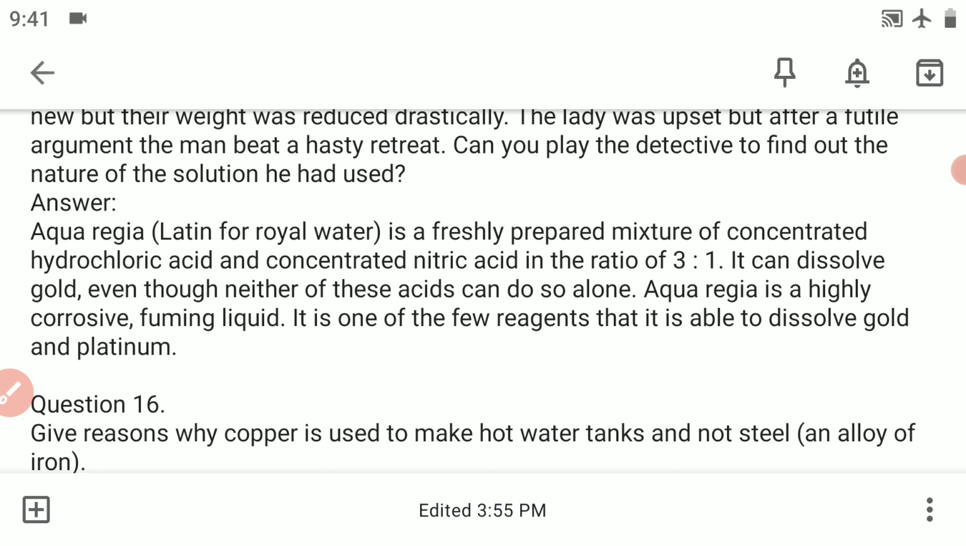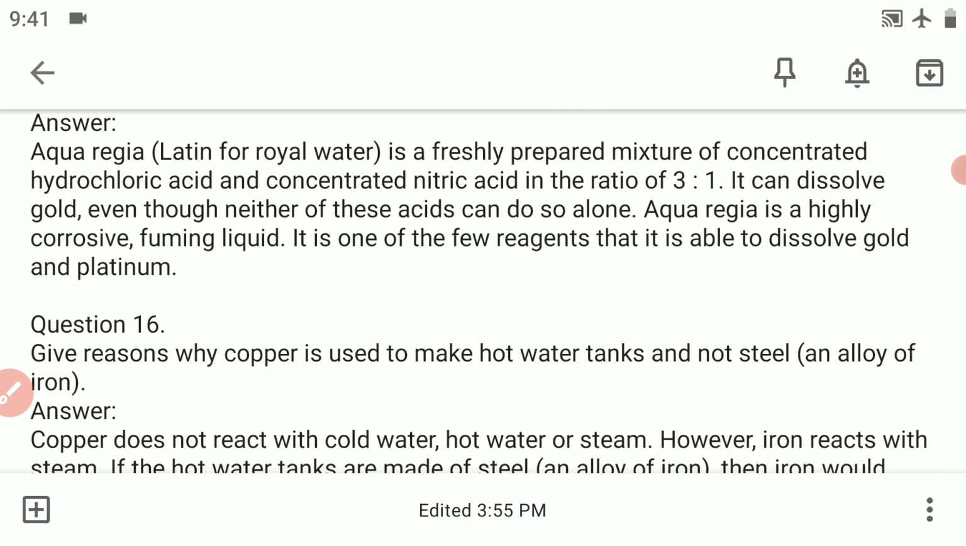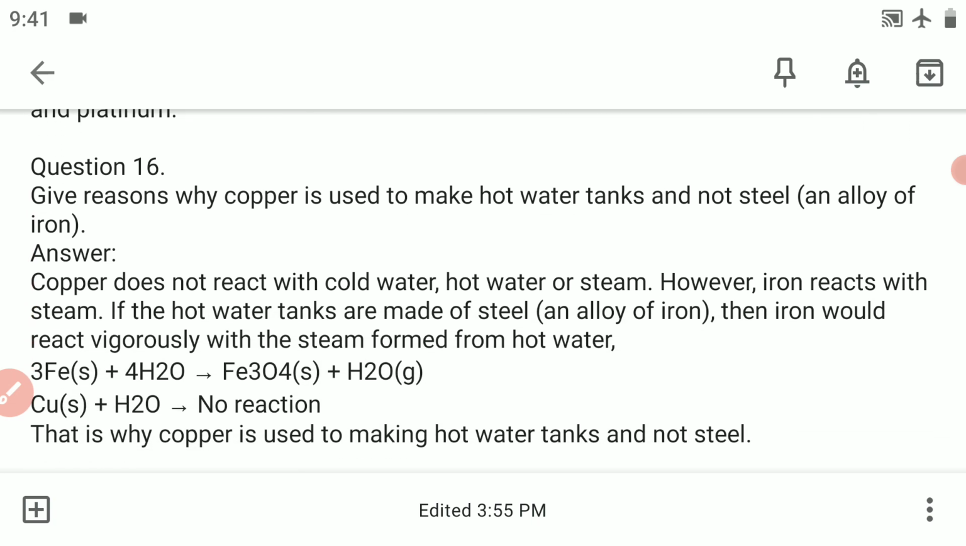Aqua regia is a freshly prepared mixture of concentrated hydrochloric acid and concentrated nitric acid in the ratio 3:1. It can dissolve gold, though neither of these acids can do so alone. Aqua regia is a highly corrosive, fuming liquid. It is one of the few reagents that is able to dissolve gold and platinum. And then question number 16.